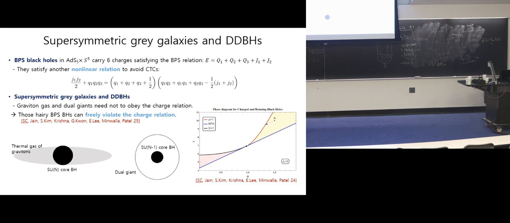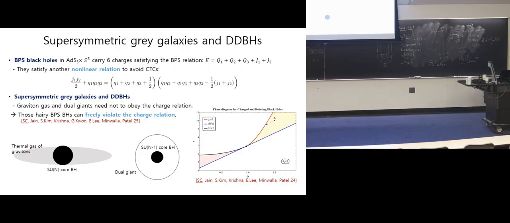So for the gray galaxies, you have SU(N) core black holes surrounded by thermal gas of gravitons. But if you consider the dual-dressed black holes, since the distribution serves as the domain for the Ramond-Ramond flux, meaning that if you try to construct this type of solution, the core black hole should be given as actually the black hole in SU(N-1) theory. But if you consider N equals 2, it means that there is no SU(1) theory. So yeah, it is expected that this type of dual-dressed operators cannot be seen from SU2 theory.